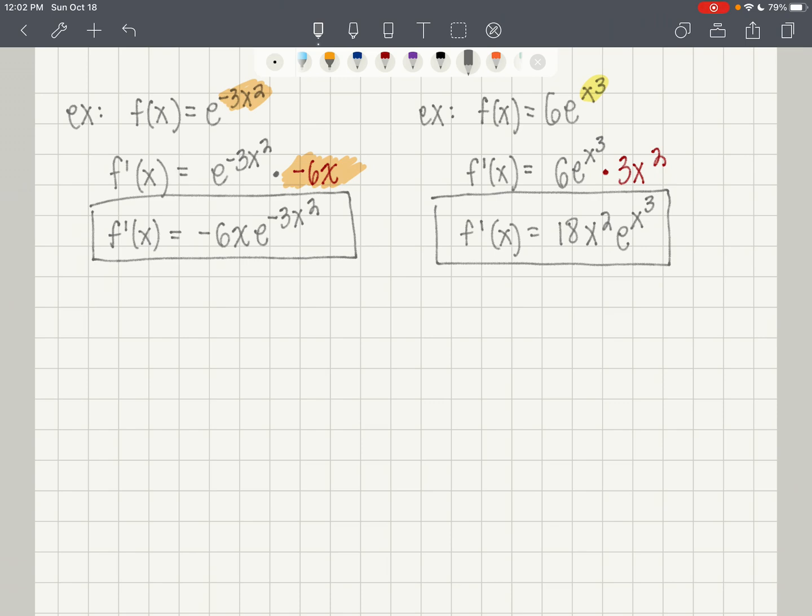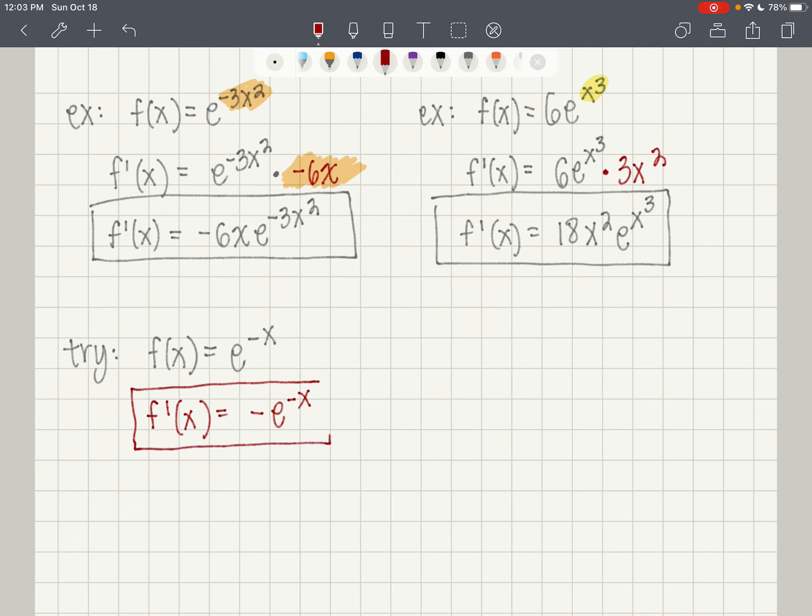Okay, here's one for you to try. f of x equals e to the negative x. Let's see if you can get that answer. Press pause and then come back and check your answer. And our answer is, if you got negative e to the negative x as your answer, give yourself a pat on the back. Say hot dog, you got it.